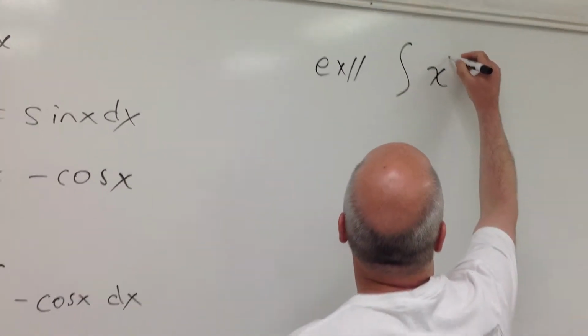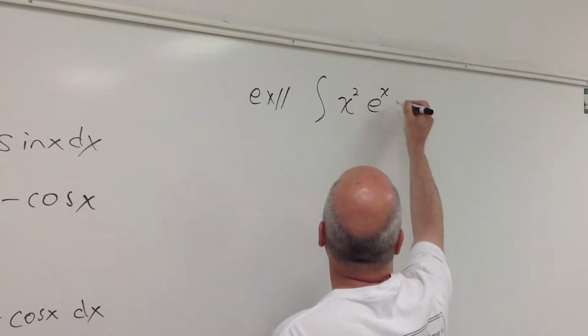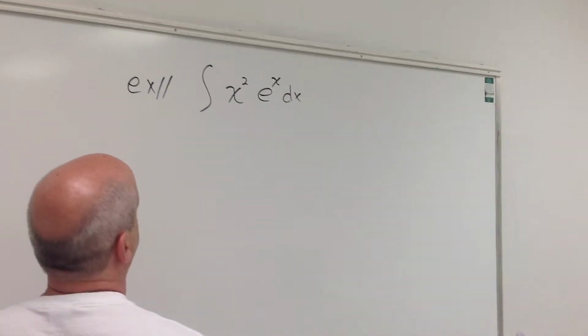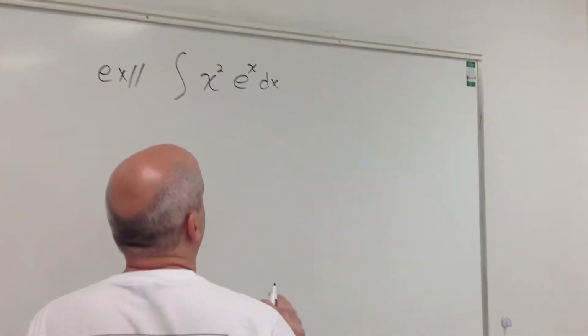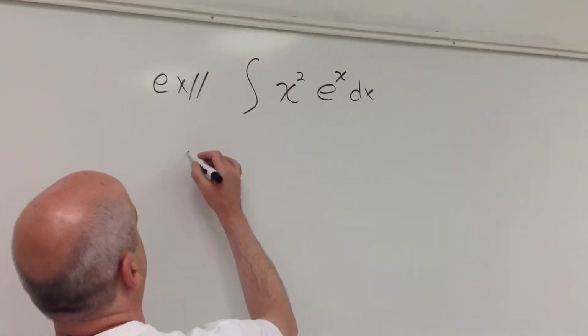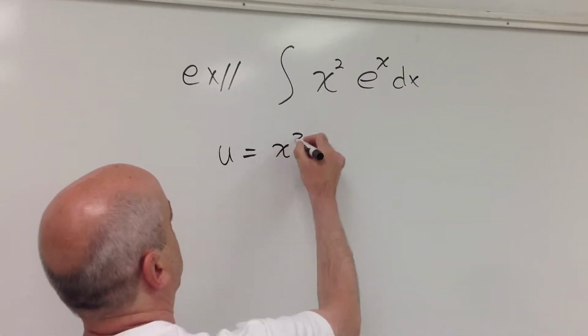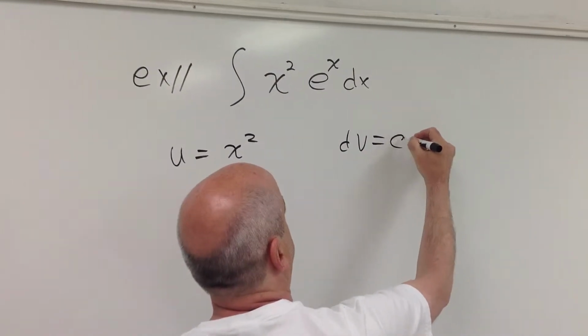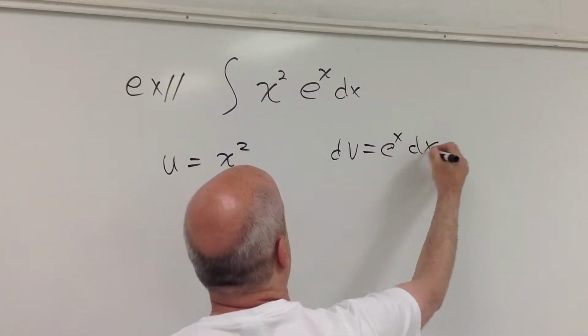So here we're going to try x squared times e to the x. Now the n is 2, and we're going to need integration by parts twice on this one, but we still want to let u equal x to a power. So let's try that. If u is x squared, dv has to be whatever's left. That's e to the x dx.